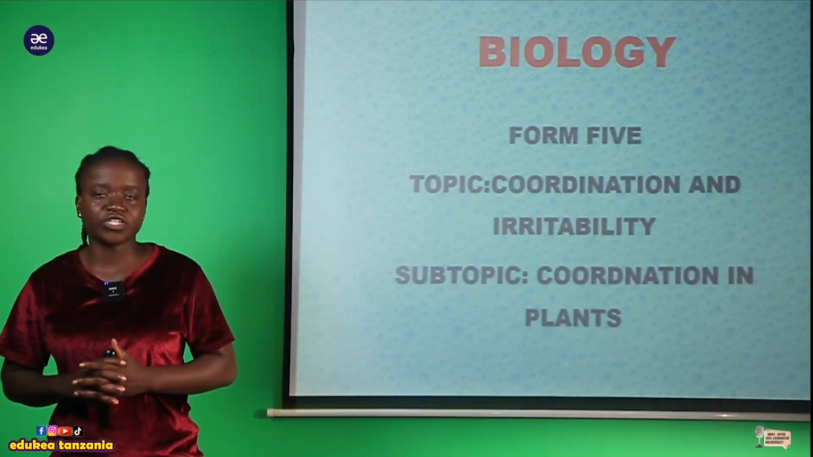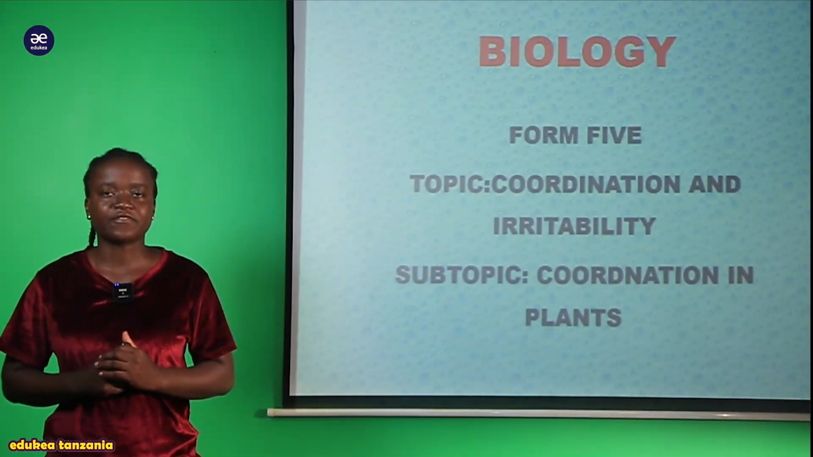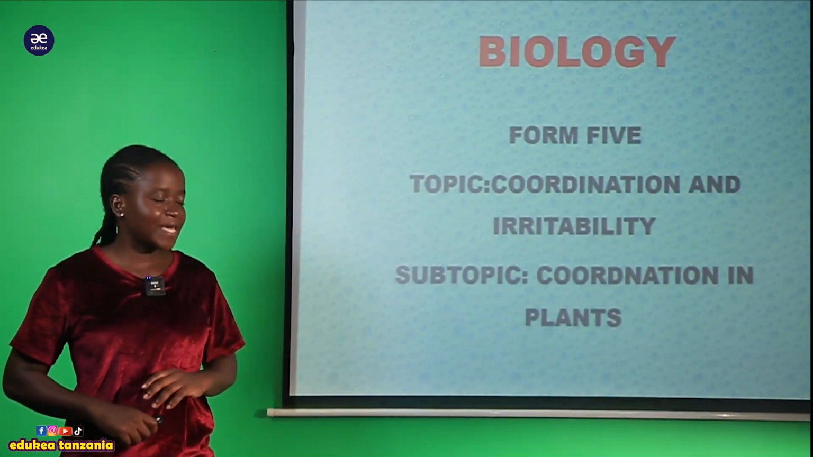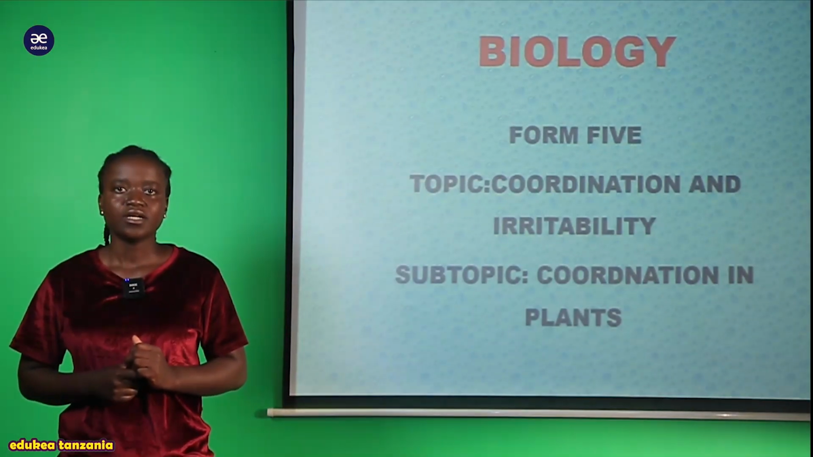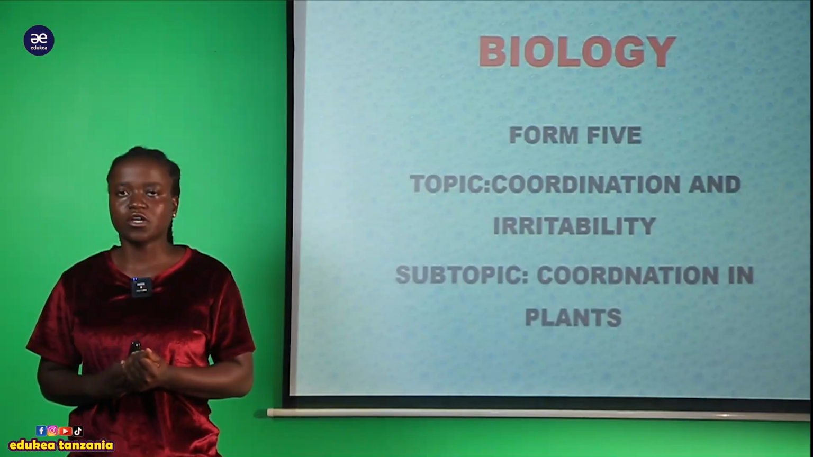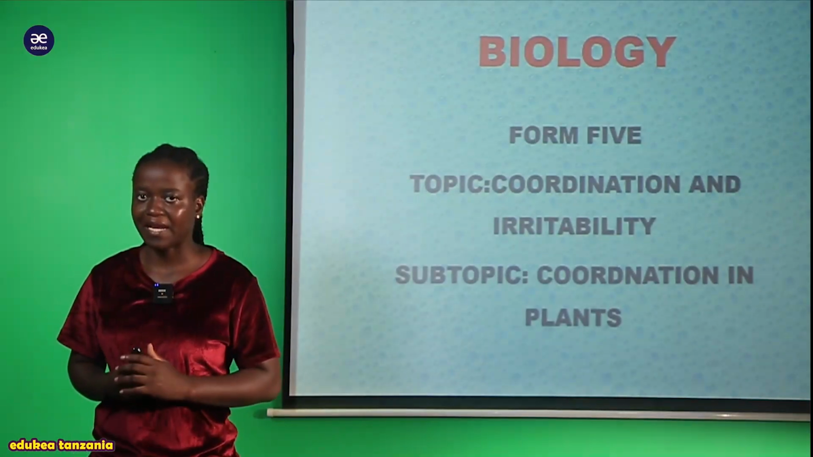I'm teaching biology, and today I'll be with you to discuss our topic, which is found in class level Form 5. This topic is called coordination and irritability. Within this topic, we are going to discuss our subtopic, which is coordination in plants.